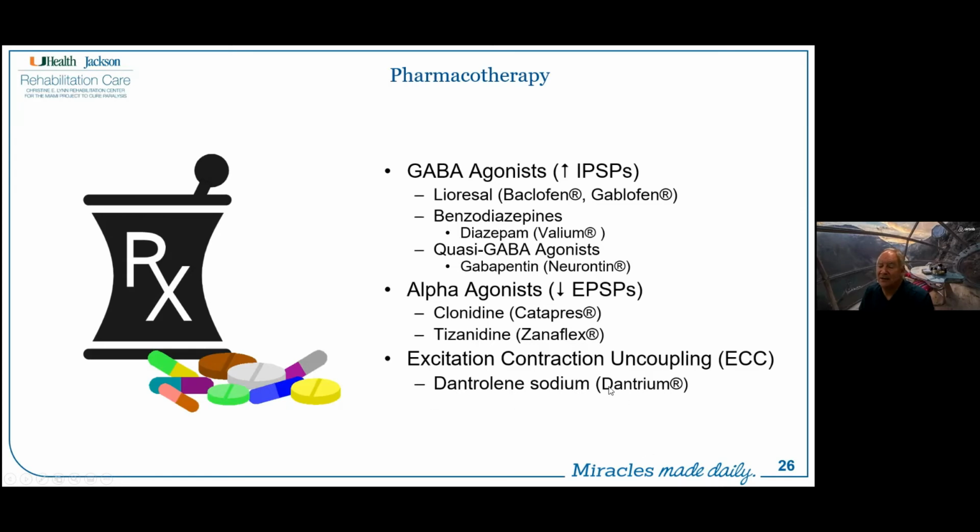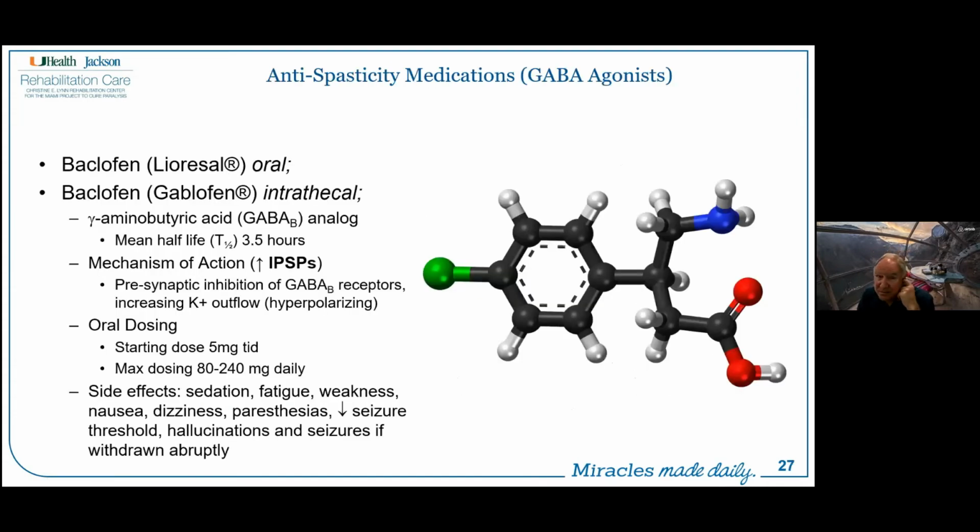And then the other thing that we can use, used more so for brain injury, cerebral palsy, those types of things, is dantrolene sodium to uncouple the excitation contraction complex. And we'll talk you through why that works, but why it's not a great tool for persons with spinal cord injury under most circumstances.